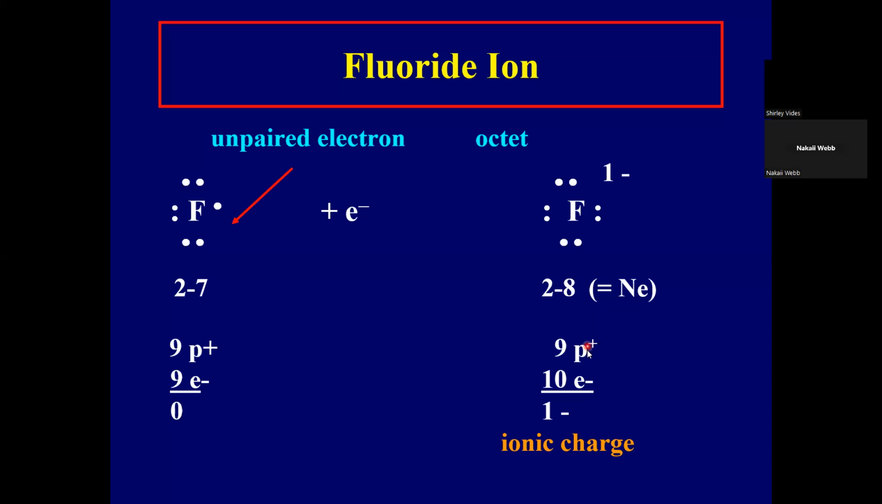And look at how the math goes. You have 9 protons normally, but now with the gain of 1 electron, we have 10. If you subtract 10 minus 9, it gives you 1, but the 1 is negative charge because it's an electron. All right, so let's keep going.